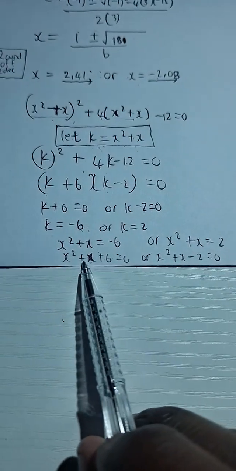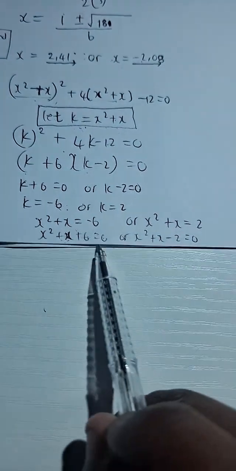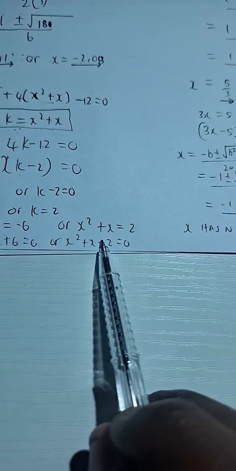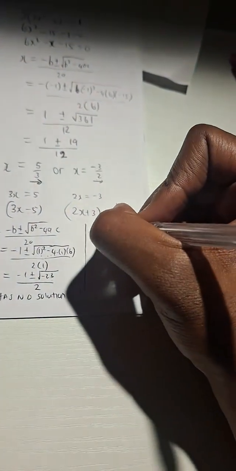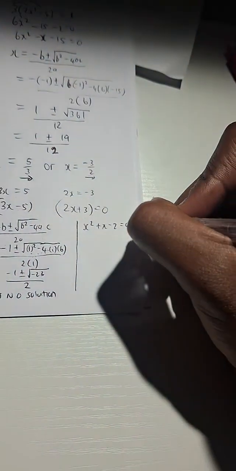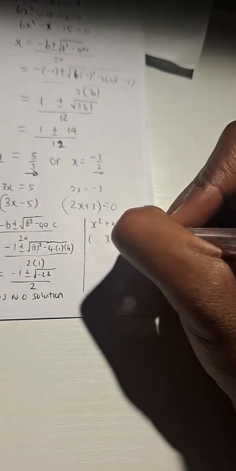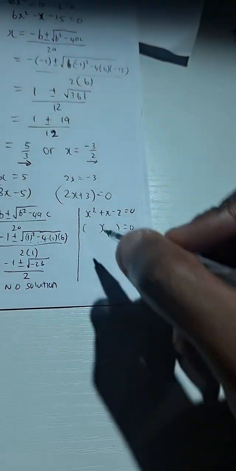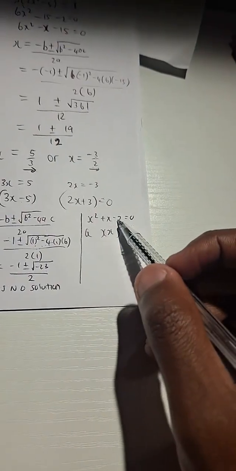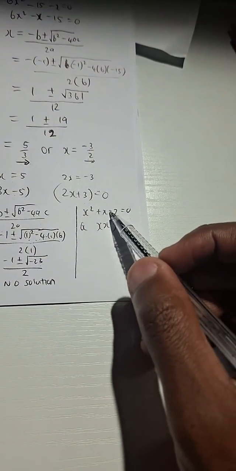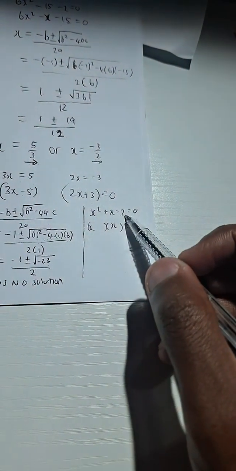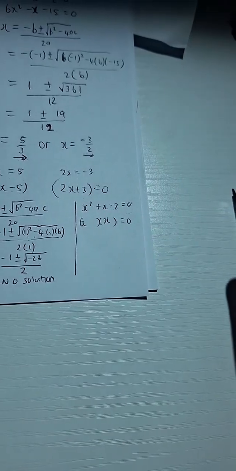So here, x squared plus x plus 6 is equal to 0 leads to what we call no solution. But we take the second equation, x squared plus x minus 2 is equal to 0. It is already in standard form. So then we move on to the factor stage. We find the factors. X squared is formed by x and x. Then obviously, when the last term is negative, negative 2, it means what, guys?